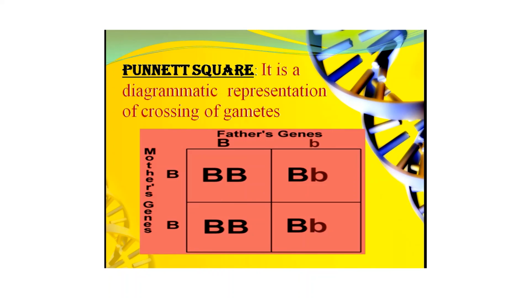This is only a diagrammatic representation which will give you an idea like how to arrange the gametes in the Punnett square. So don't get confused with this. It will be very easy when we will be looking into Mendel's laws.